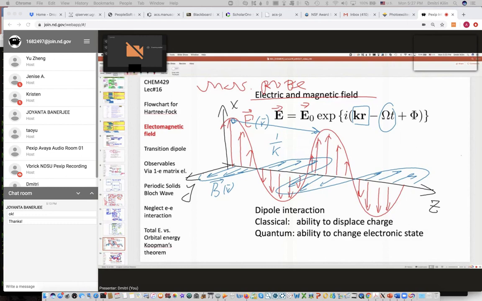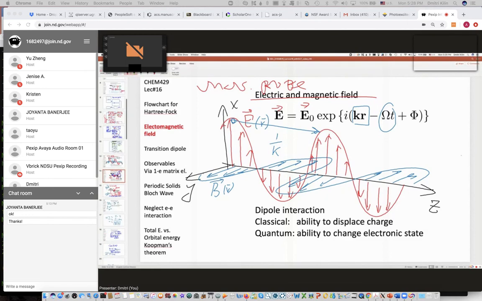So we are exploring how to convert the outcome of electronic structure calculations into properties of material, into spectra. An electromagnetic wave, if it is a monochromatic plane wave, has an electric field, which is the red arrows, and a magnetic field, which is the blue arrows, and it propagates periodically in space and time. This imaginary exponential is a typical way to describe it mathematically.